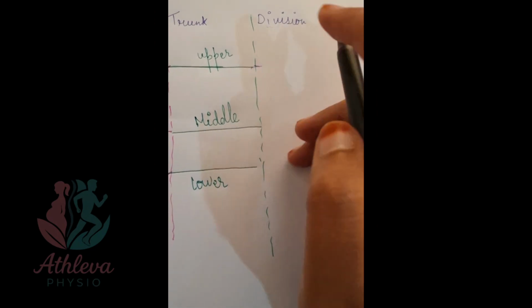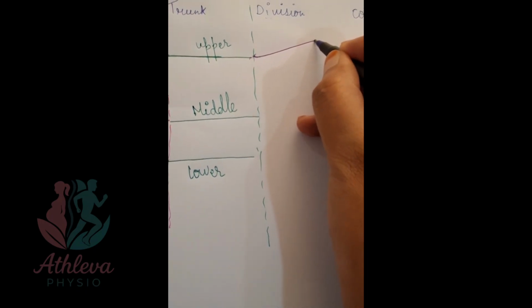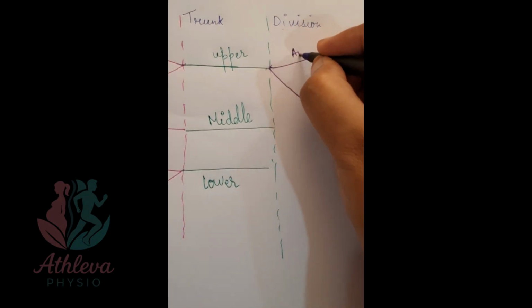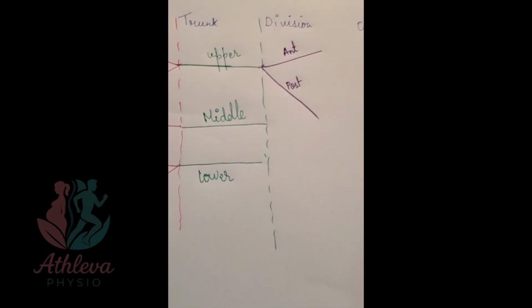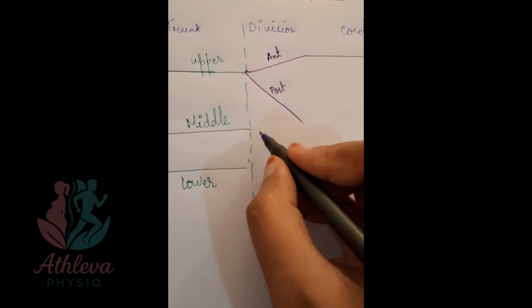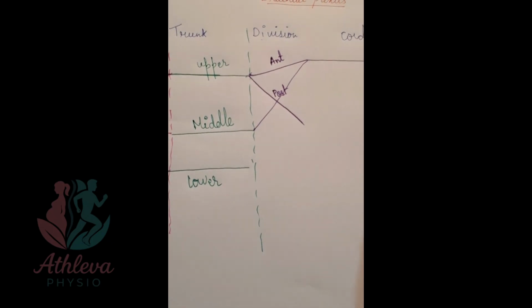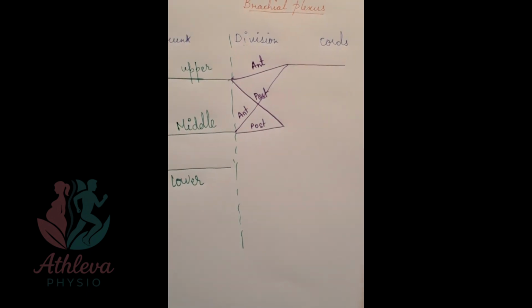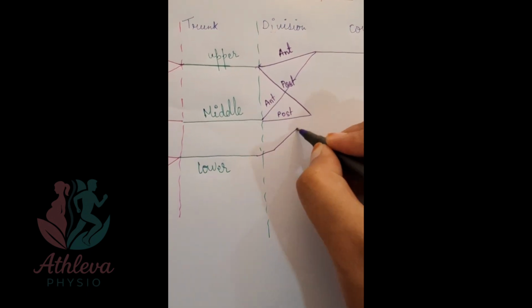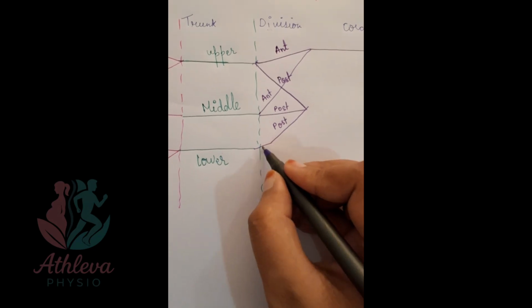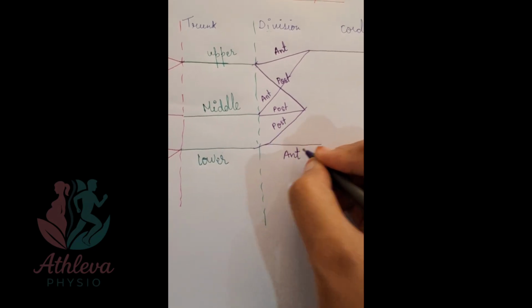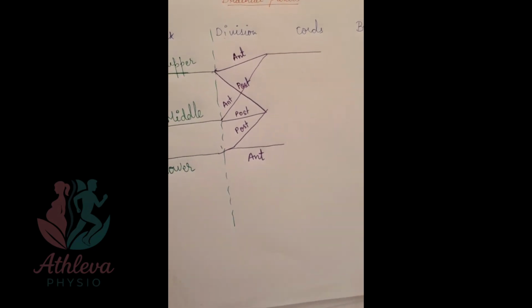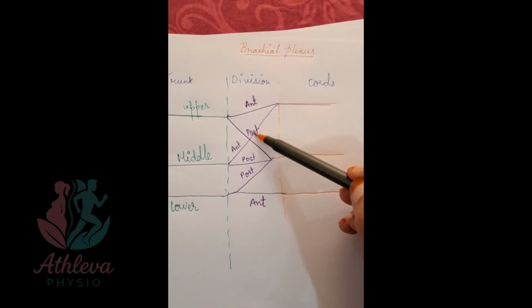Next, division. As the name suggests, we'll be dividing into two. One is the anterior division, another becomes the posterior division. So the middle also divides into two, anterior and posterior. Lower again divides into two, posterior and anterior. Now we'll make a partition so that we don't get confused.